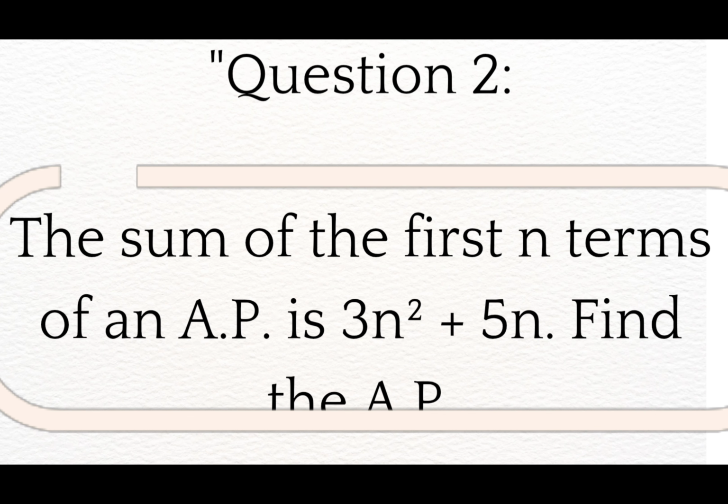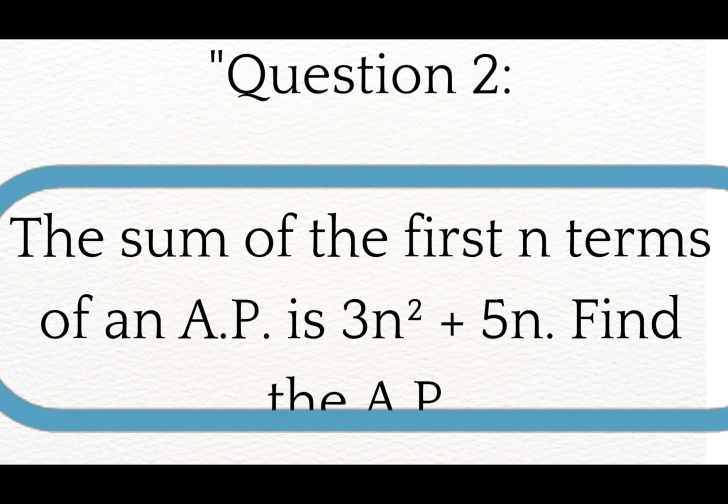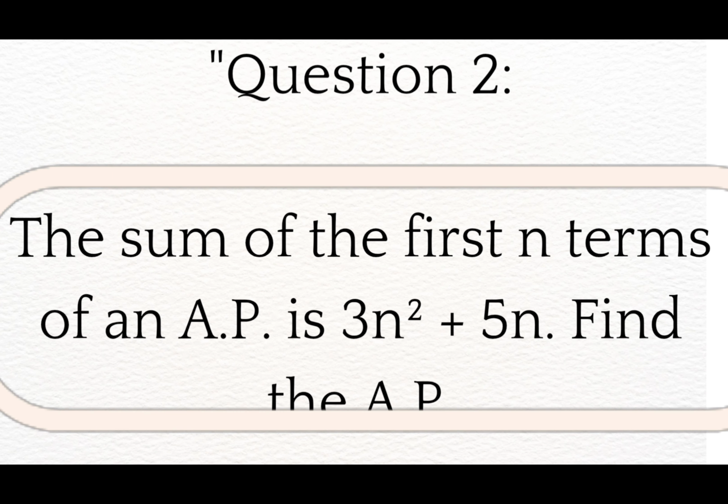Question 2. The sum of the first n terms of an arithmetic progression is 3n squared plus 5n. Find the arithmetic progression. This type is classic in Olympiads. It's all about connecting sums and sequences.